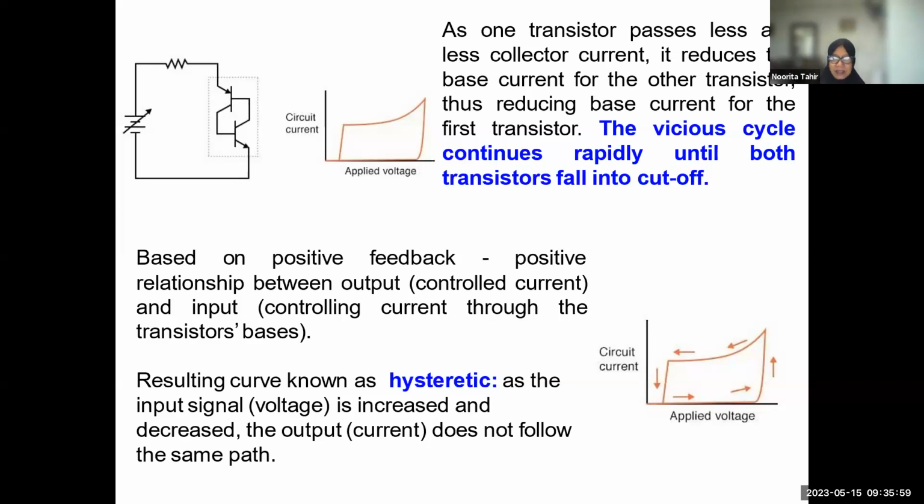So the result, ini yang dinamakan hysteretic curve. So the resulting curve on the graph here is known as the hysteretic curve, where as the input signal voltage is increased and decreased, the output current does not follow the same path going down as it did going up. Maknanya once dia dah sini, dia dah activate, dia akan cycle through this pattern until we really reduce the input voltage, only then it will deactivate.